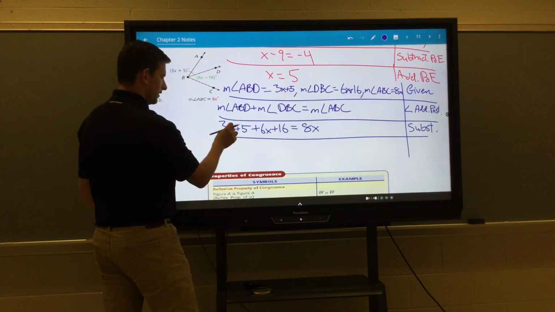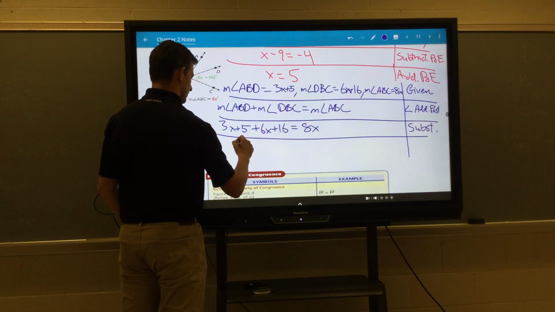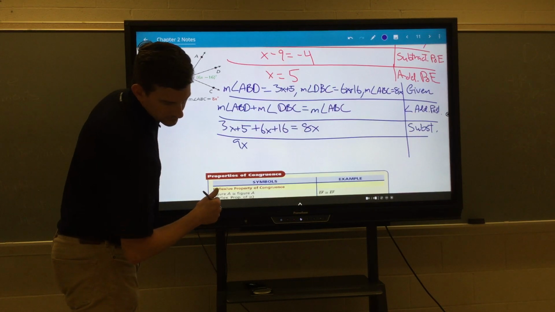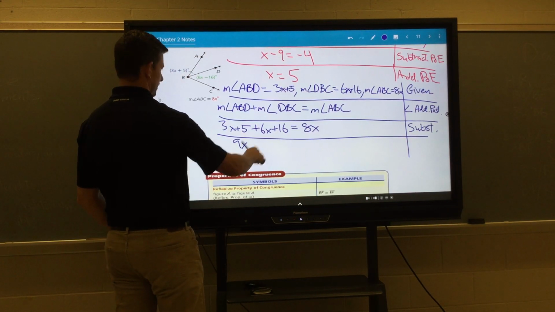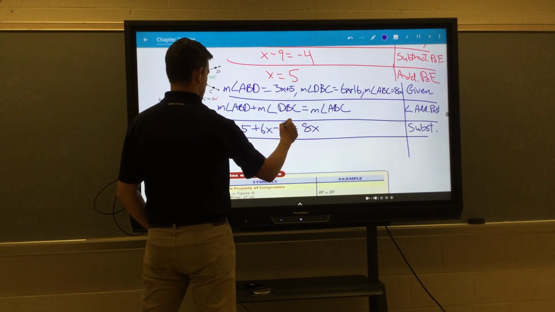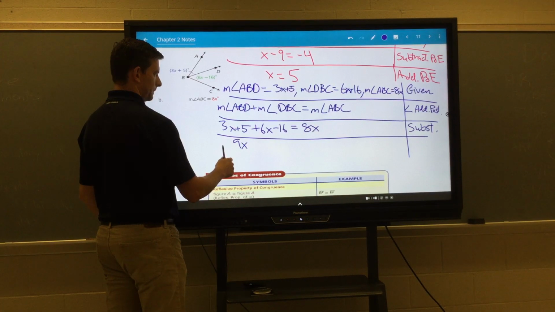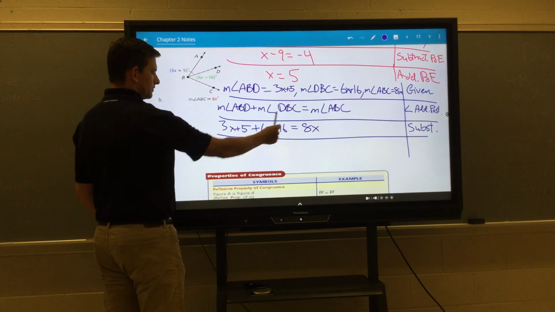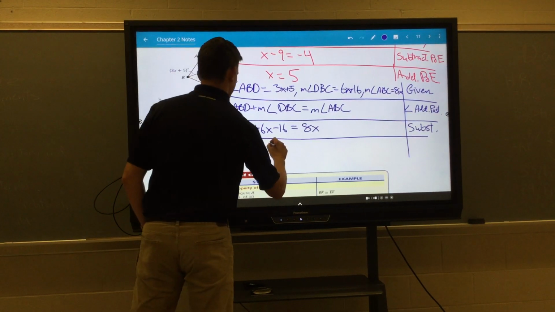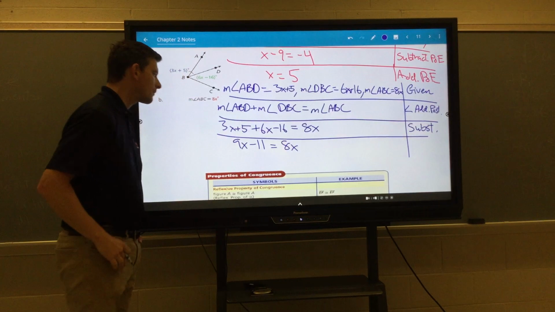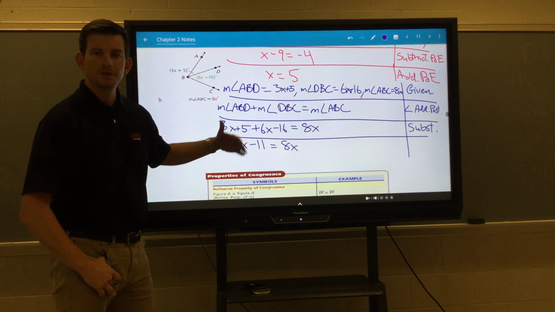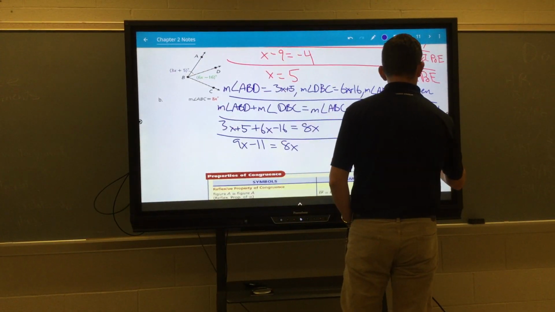Combining like terms, we've got 3x and 6x added together, that is 9x. Similarly, we've got, oh, I messed up. I put addition when it was subtraction. 6x minus 16. So, negative 16 plus 5, we're looking at minus 11 right there. That's still equal to 8x. So all we've done is we've simplified our common terms.